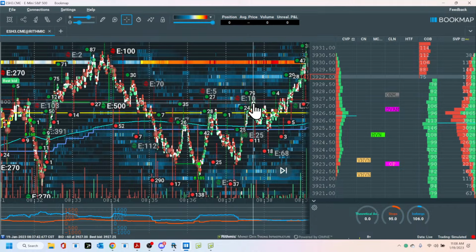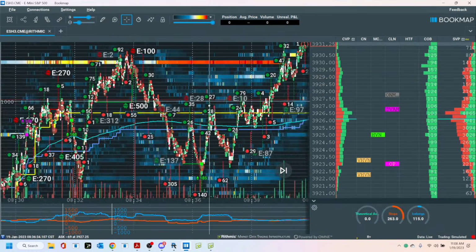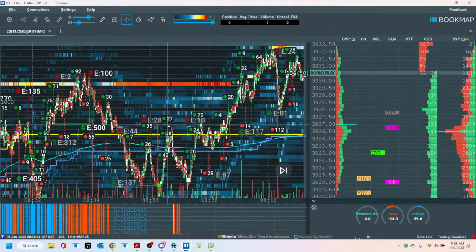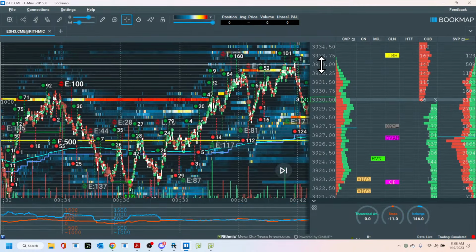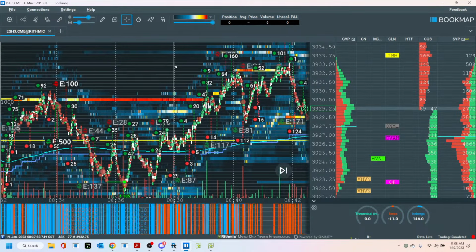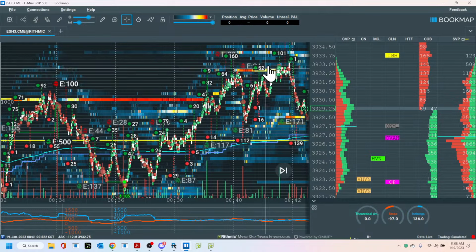You'd be stopped out if you took it here. If you took it here, you'd either have a scale or you'd be stopped out. This is the real world. I can't make it any different than it really is. And it was very choppy. So now we're up above here. And we're looking again for this.